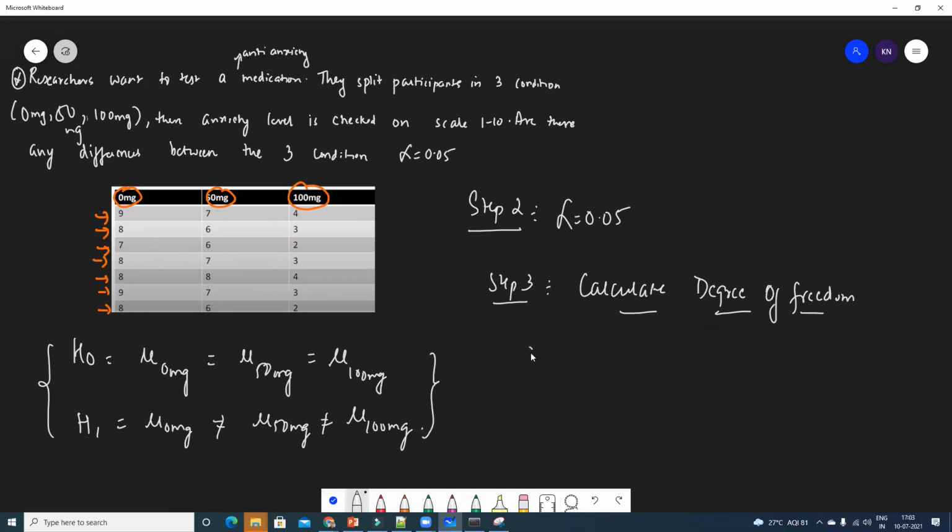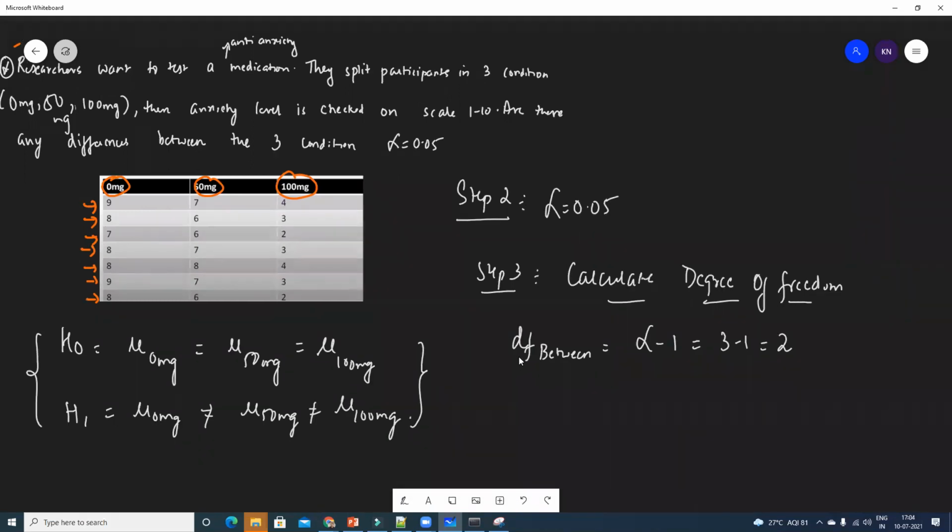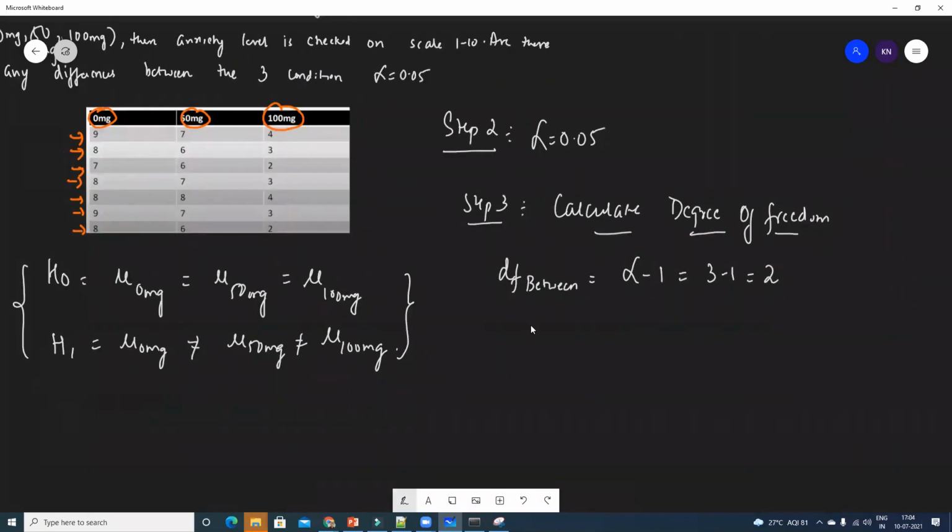Okay. And for this, first of all, we need to compute the degree of freedom between. And here we have something like alpha minus 1. Alpha is nothing but 3 because I have 3 categories. So this is nothing but 3 minus 1, which is nothing but 2. Okay. No, that R minus 1, C minus 1 will not work, guys. Understand? It will not work. It will be a little bit different.